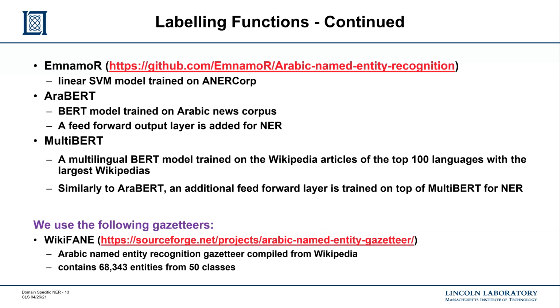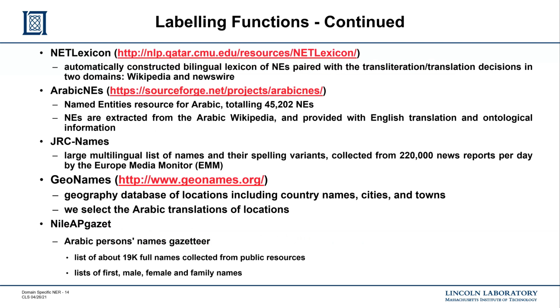And then I have the gazetteers. We use a bunch of those. So Wikifane is one, and that one's an Arabic named entity recognition gazetteer compiled from Wikipedia. It contains almost 70,000 entities from 50 different classes. These are all available online. NetLexicon is the next one. That one's automatically constructed, and it's a bilingual lexicon of named entities paired with transliteration and translation. And it uses Wikipedia and Newswire.